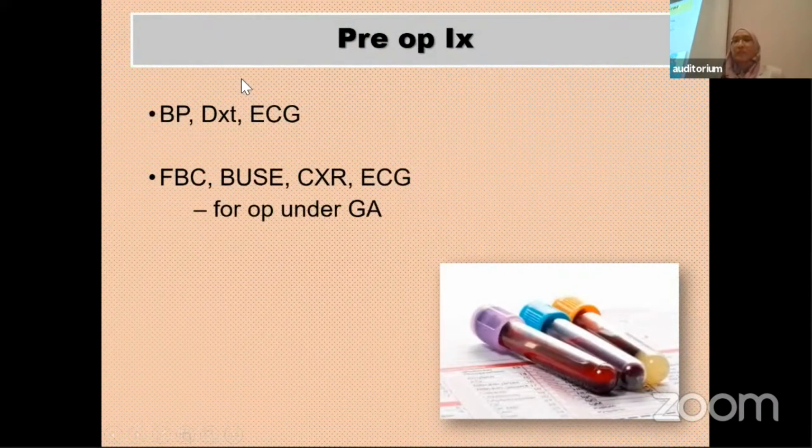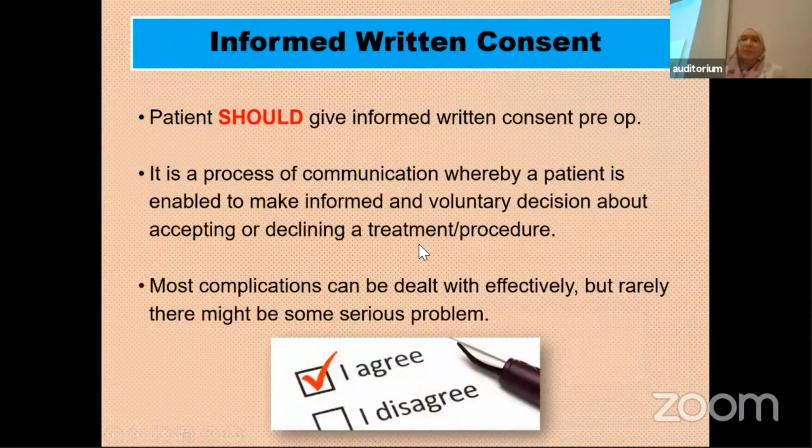So the pre-op investigation, generally we take the blood pressure, random blood sugar and also ECG for the local. Most of the patients we do under local, right? And then for GA, actually we need to take the full blood count, BUSE, chest X-ray, or ECG, depends on the anesthetist's preference. Okay, the last one will be the informed written consent.